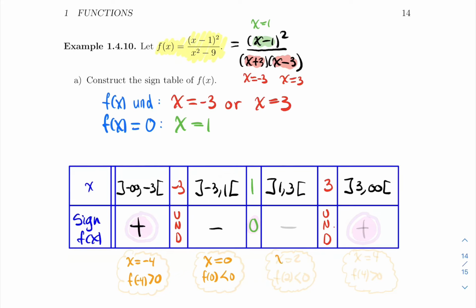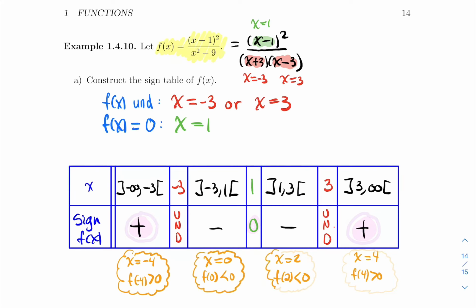So between 1 and 3, let's pick 2. You can double check that at 2 the function is negative still, so negative. And then for after 3, let's pick 4. F of 4, you can double check that this is positive. Again, this is just to show you how I got the plus and the minuses.